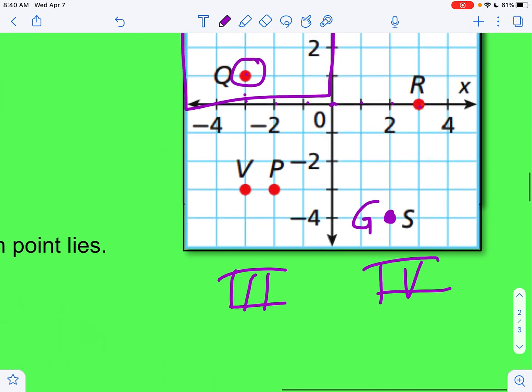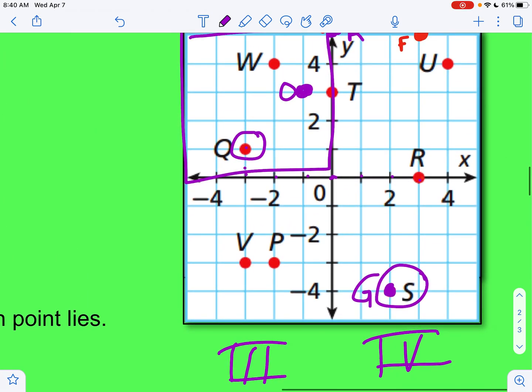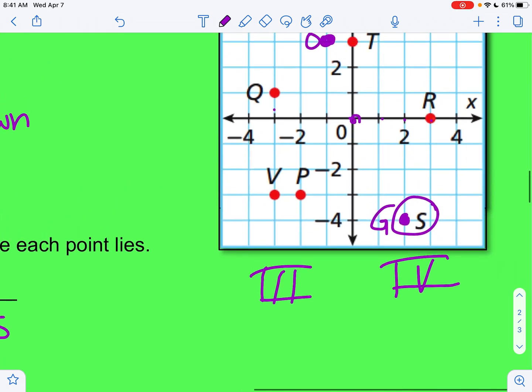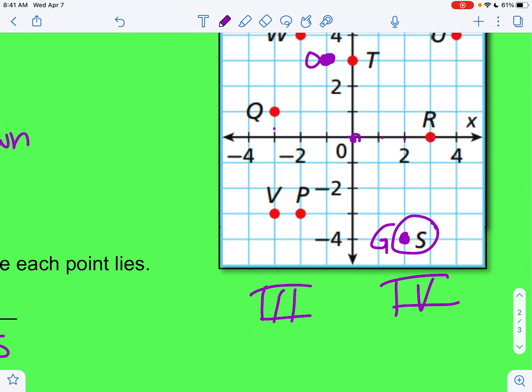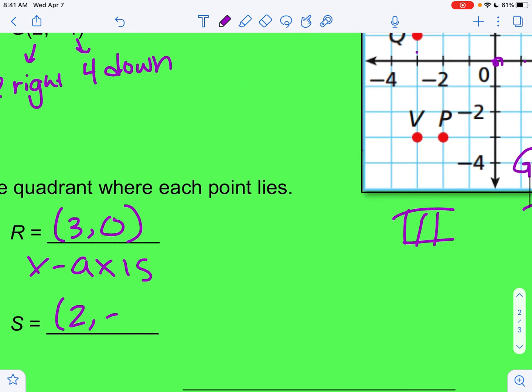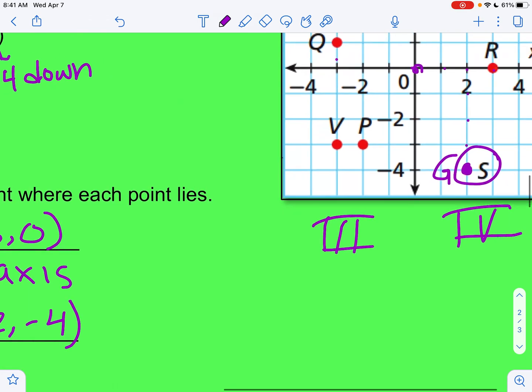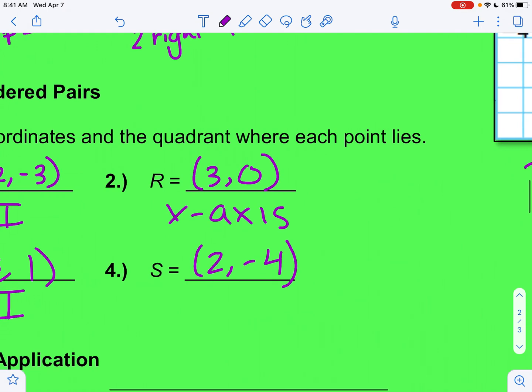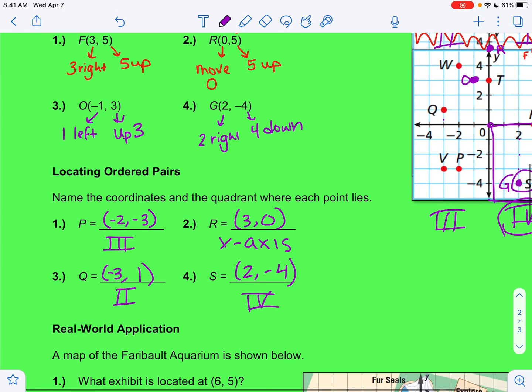All right, and our last one of these, letter S. Well, S is sharing our coordinate with letter G. So we are going to start at 0, 0. Are we moving to the left or to the right? Right, we're moving to the right. We're going over 1, 2. So our first number is 2. And are we going up or down? Yes, we're going down, so it's negative. -1, -2, -3, -4. So 2, -4. Now the last thing we need to do is figure out what quadrant it is in. Well, if you notice, it is in quadrant 4. So that is how we graph ordered pairs and locate ordered pairs.